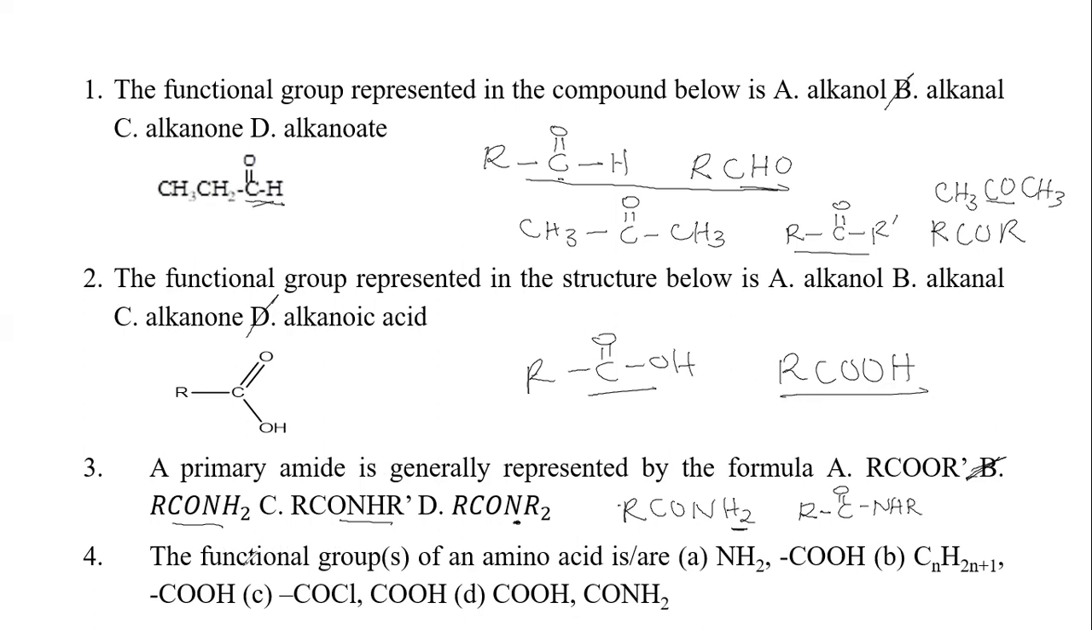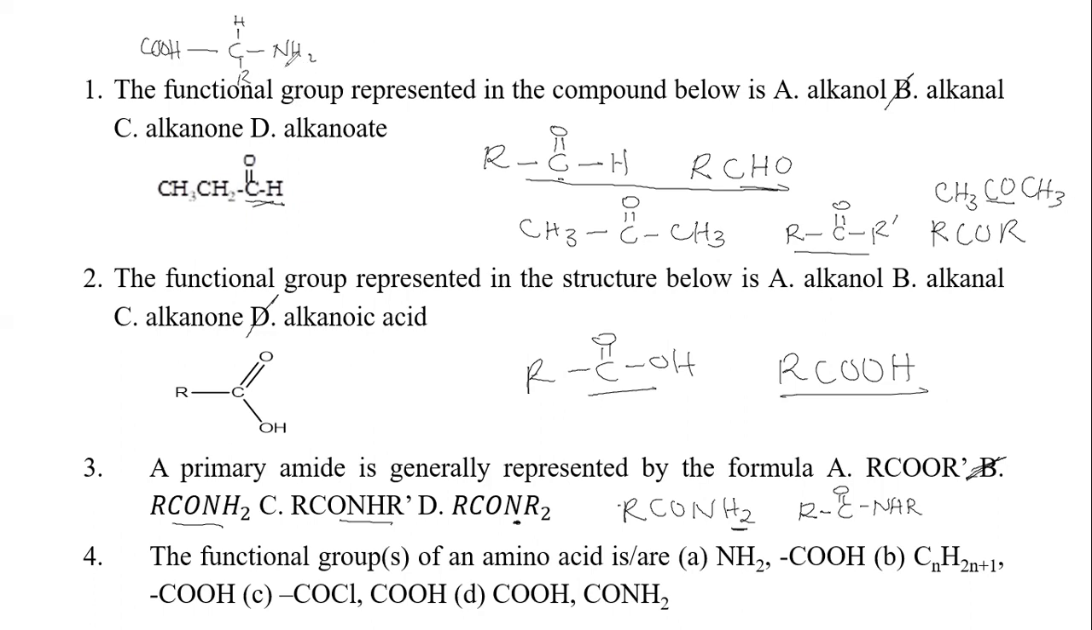Now let's look at number 4. The functional group present in amino acid. Now, the general structure of amino acid is given by this structure. You see NH2 and COOH. So here is an alkyl group, here is hydrogen. That's the general formula of amino acid, okay?